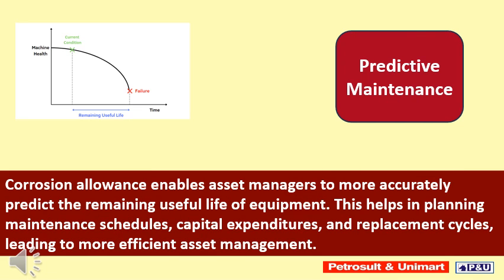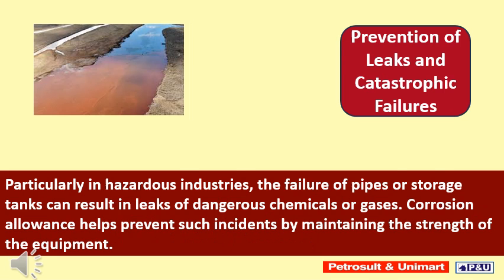Predictive maintenance. Corrosion allowance enables asset managers to more accurately predict the remaining useful life of equipment. This helps in planning maintenance schedules, capital expenditures, and replacement cycles, leading to more efficient asset management.